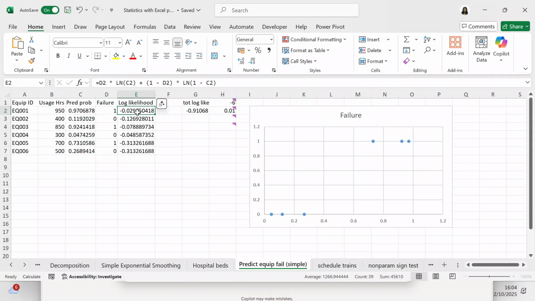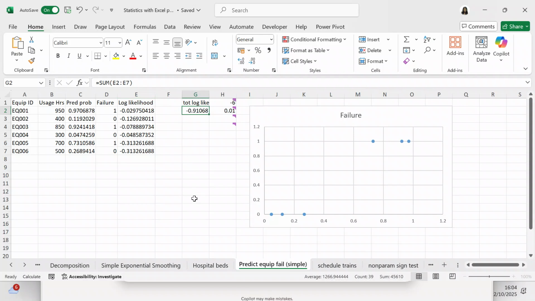Then you have something called a log likelihood. You can calculate the log likelihood also, and that's going to be D2 times Ln brackets C2 brackets plus brackets 1 minus D2 brackets times Ln brackets 1 minus C2 brackets. Then you can total that, and the total of the log likelihood is negative 0.91. And I made a chart for you that lets you know the failure.